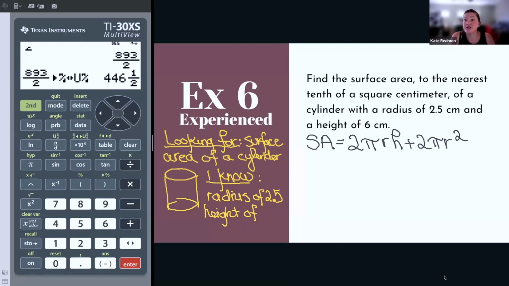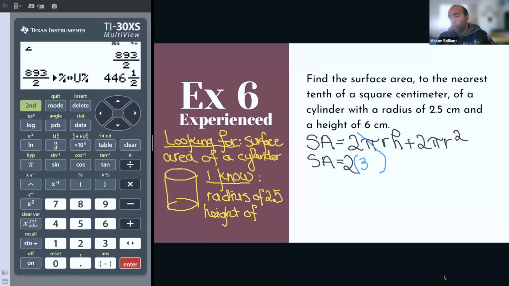Help me substitute into this. SA equals 2, open and close parentheses. Beautiful. Mason's going to replace pi, but pi is not a variable. It's not in the problem. We did have it on our formula sheet. We circled it even. Mason, do you remember what pi was approximately equal to? 3.14. Open another parenthesis, and we know the radius being 2.5. Beautiful. Now I'm not losing anything. That was the radius, but I still have an H. H for? 6. Beautiful, the height.